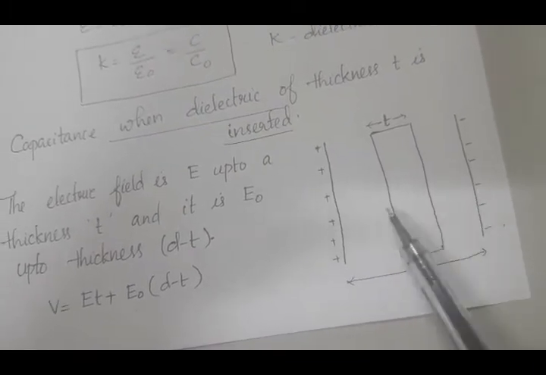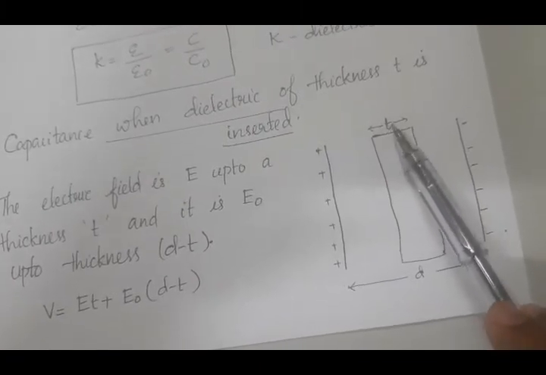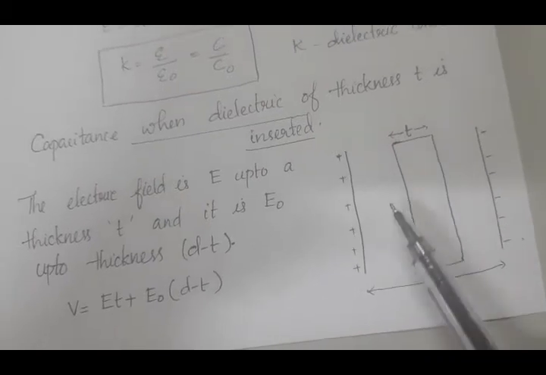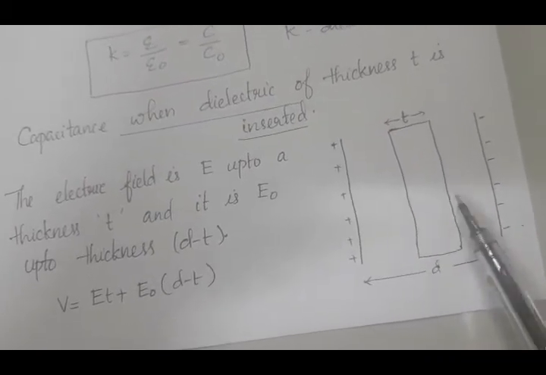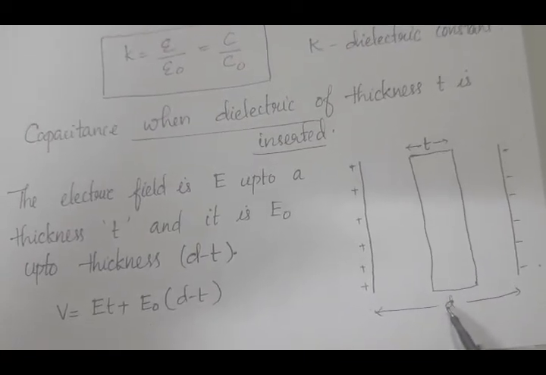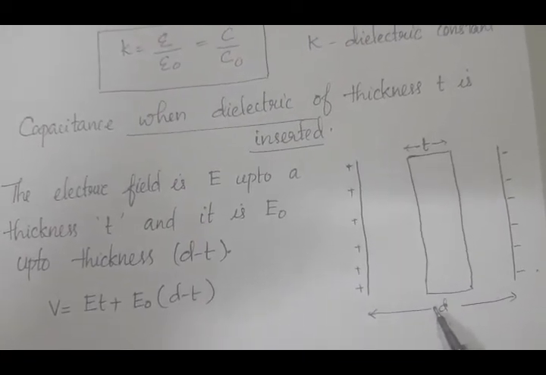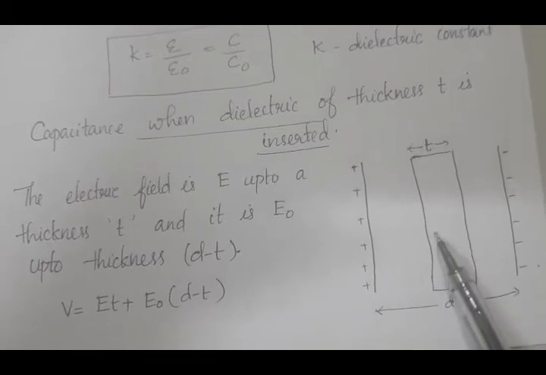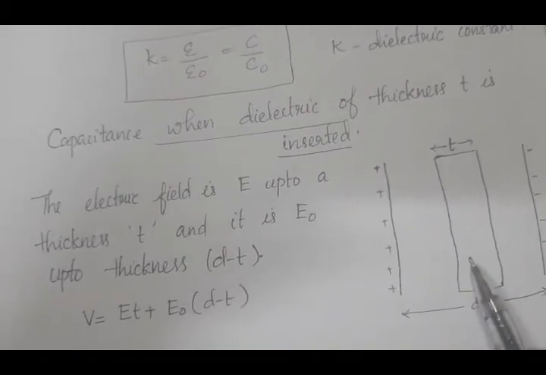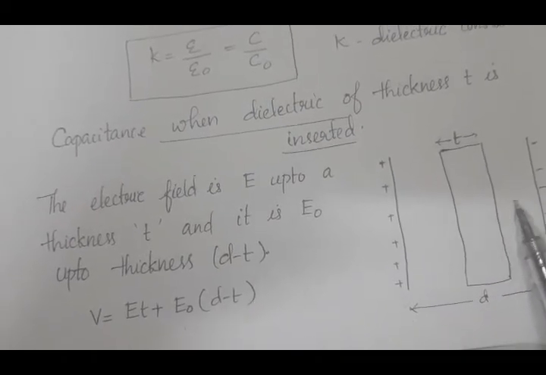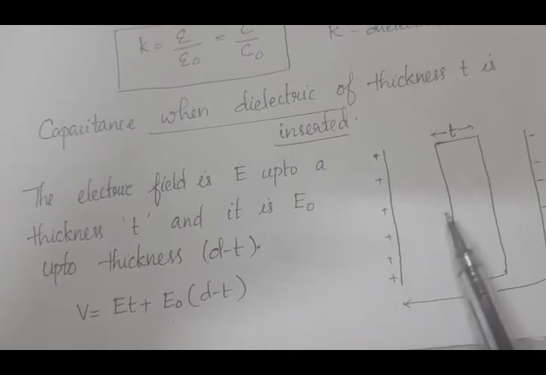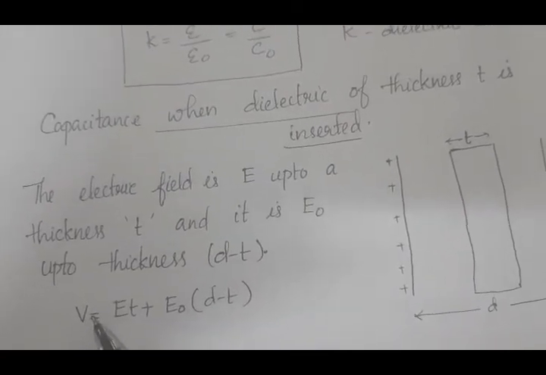So in between the plates, only the T thickness will be experiencing an electric field E, and this space, that is D minus T, will be experiencing an electric field E0. E0 means the electric field when air is present. So only for this thickness region it experiences an electric field E, and the regions where the dielectric is not present experience electric field E0 as air is present. So that is written here.